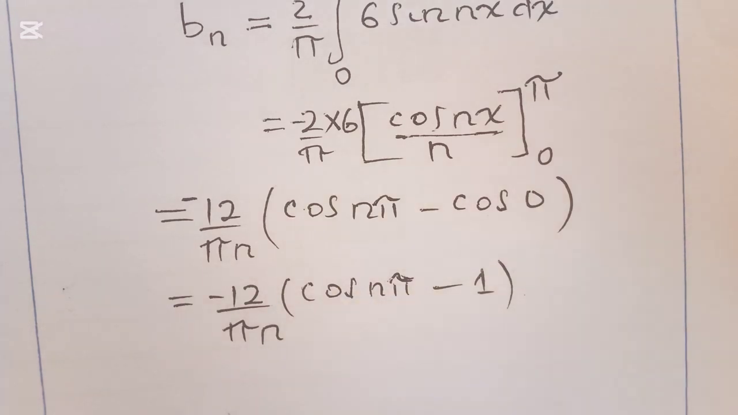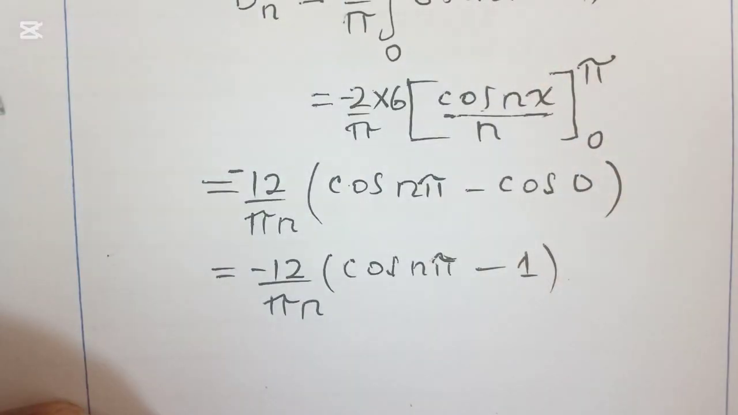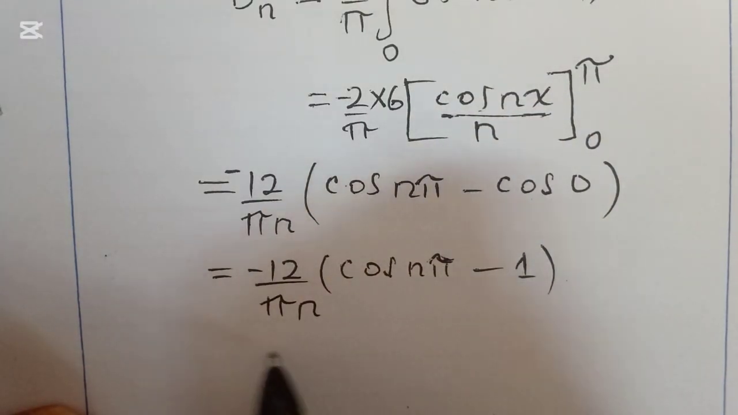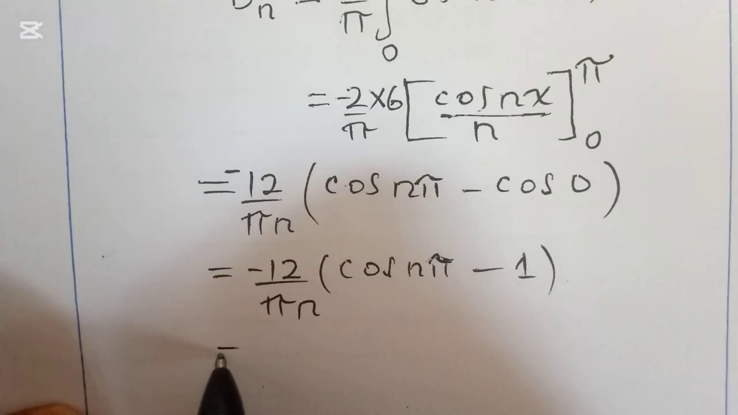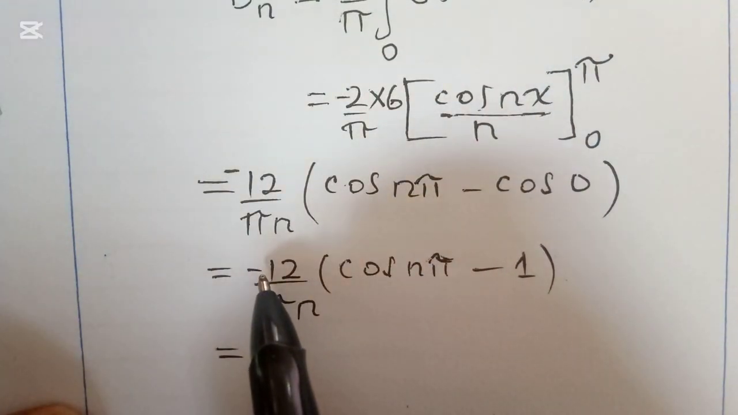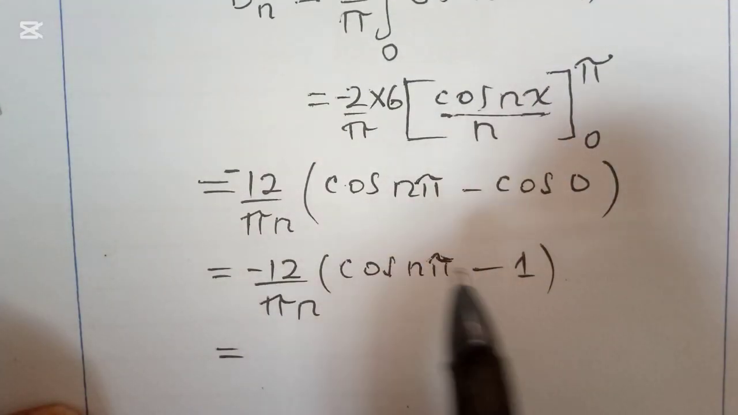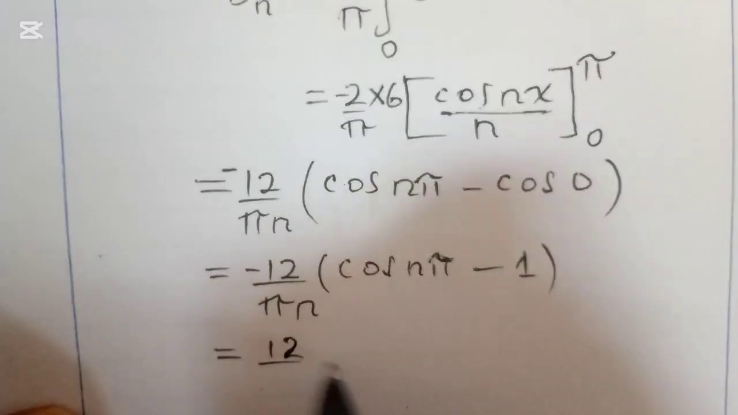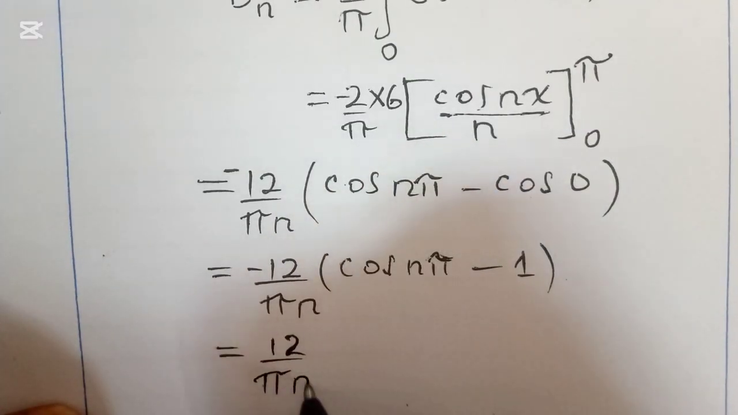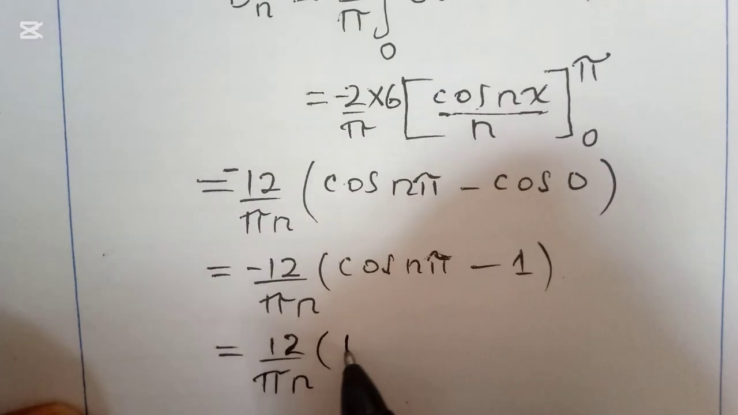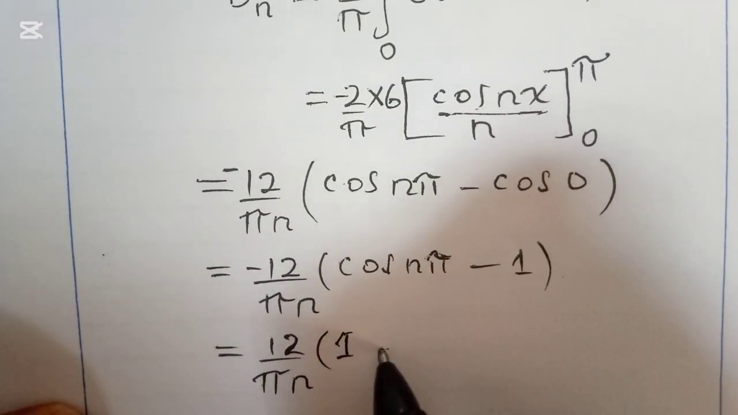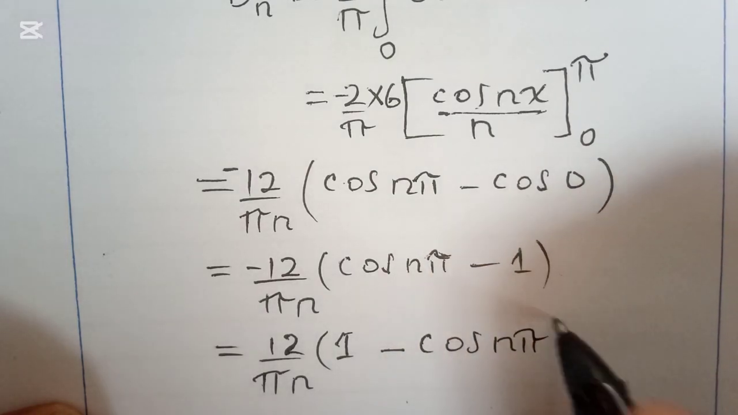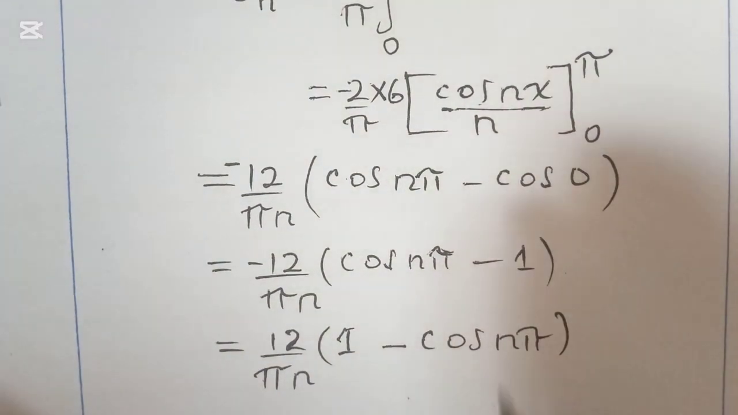When you put n equals 1, guys, we can now put this one as, before we do that, we can say, because of this negative, this one will interchange the position so that we can remove this negative. So we'll have 12 all over pi n, then we have 1 minus cos n pi, like that.